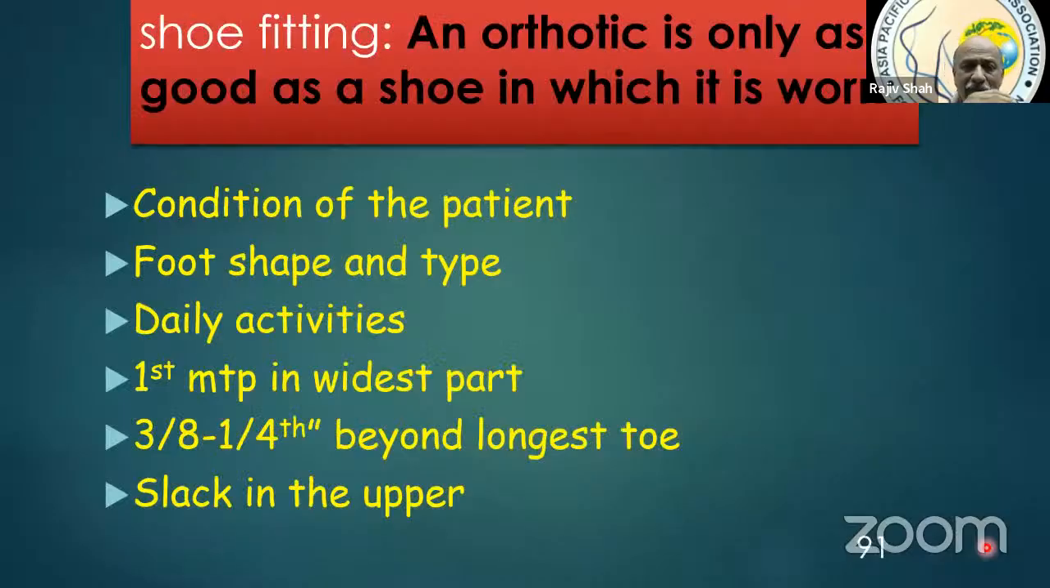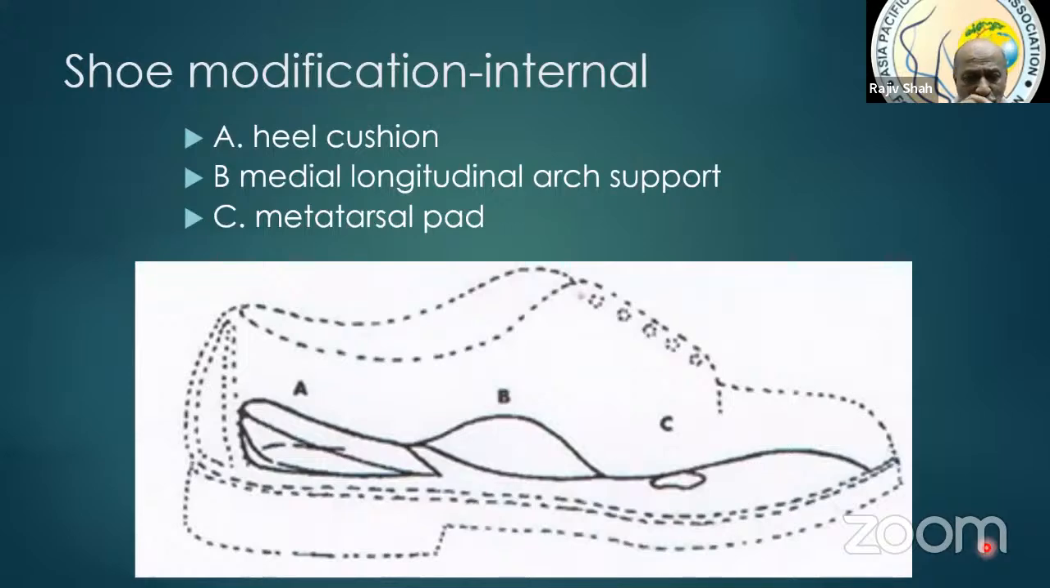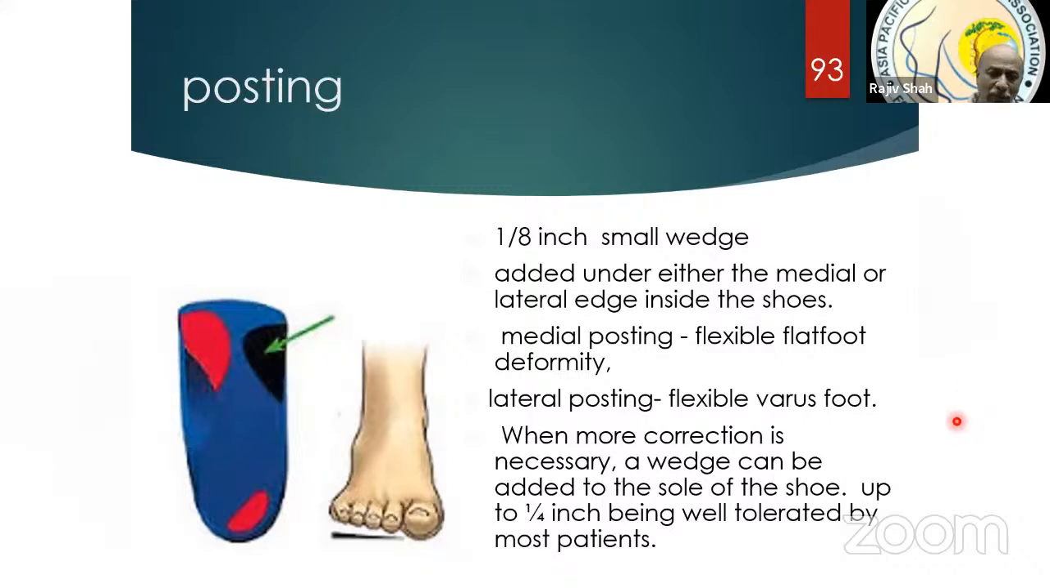Now, talking about the shoe modifications, somebody asked me what do you mean by the post. When you put something inside the shoe, something you stick inside the shoe, that is called a post. This is the heel cushion. This is the arch support. This is the metatarsal pad kept in a shoe. And this is the posting. It is a 1/8 inch small wedge added under either the medial or the lateral edge inside the shoe. You could also add it outside the shoe.